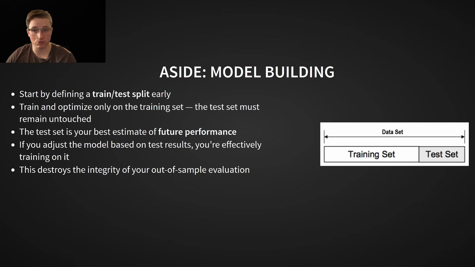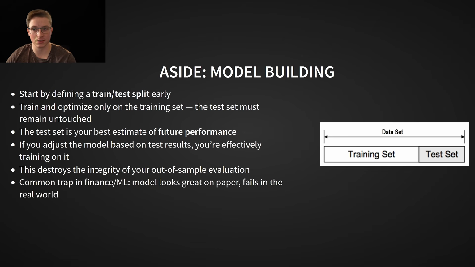If we peek at the test results and then make changes based on that feedback, we're essentially training on the test set, defeating the entire purpose of having the test set in the first place. And without a test set, it's impossible to have true out-of-sample evaluation and understand how the model might perform going forward. This is a common trap in finance and machine learning, and one of the fastest ways to build a model that looks great on paper, but fails in the real world.